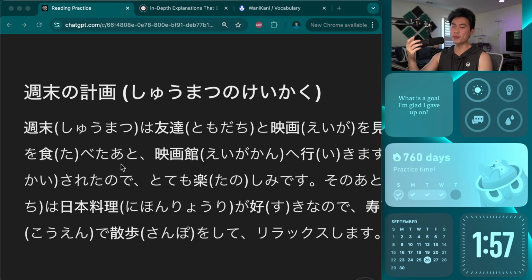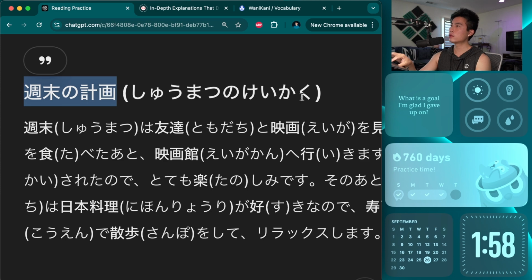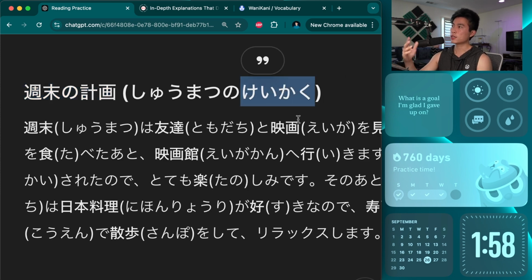So it's kind of really bad. I should try to read the kanji a bit better. But that's why I'm here and that's why I'm trying to practice. So shumatsu no, what's this? Keikaku. I'm guessing that's like a plan.